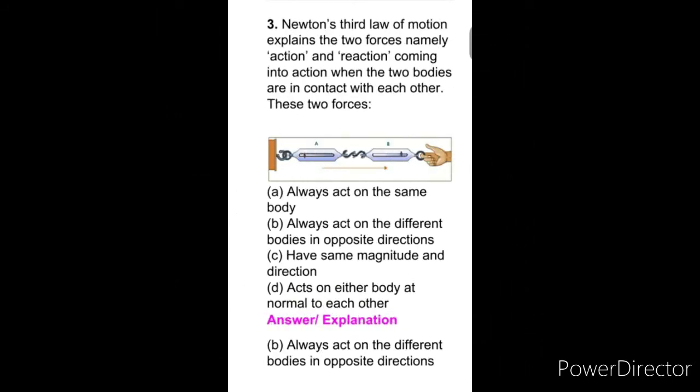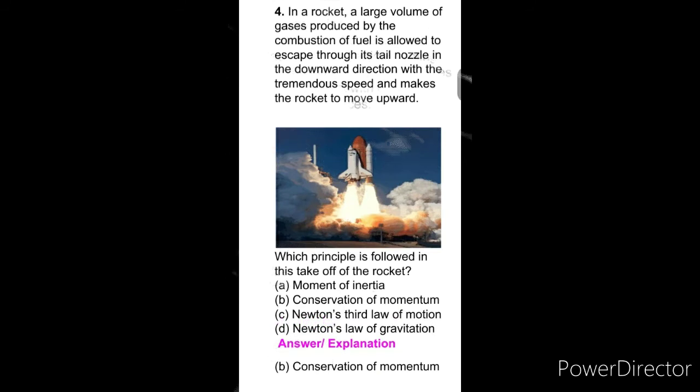Question 3. Newton's third law of motion explains the two forces, namely action and reaction, coming into action when the two bodies are in contact with each other. These two forces, A. Always act on the same body, B. Always act on the different bodies in opposite direction, C. Have same magnitude and direction, D. Act on either body at normal to each other. Answer is B. Always act on the different bodies in opposite direction.